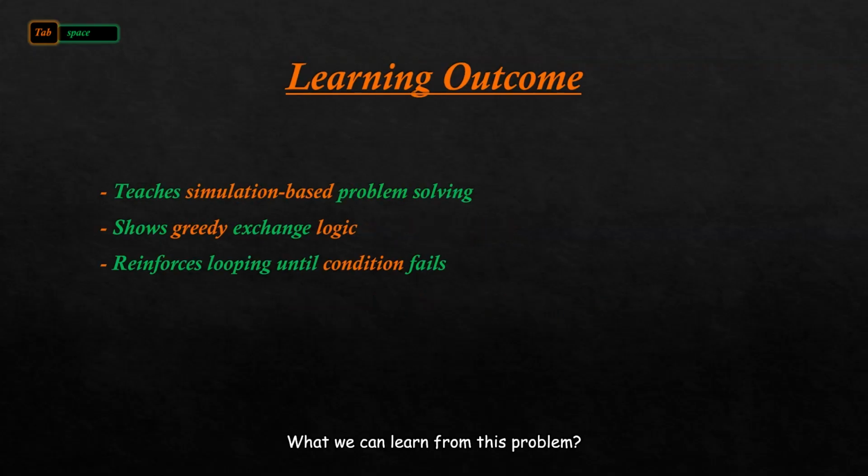What can we learn from this problem? First, that simulation is a powerful tool in problem solving. Second, that greedy strategies, always taking the best immediate option, can sometimes guarantee the optimal solution. And third, it reinforces how important loops are, especially in problems where a condition changes over time until it eventually fails. This problem is simple, but its lesson is broadly applicable.